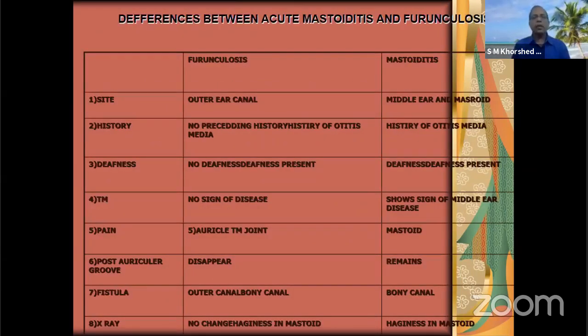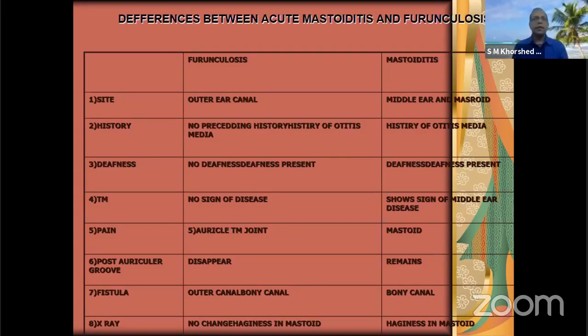This is a differentiating graph. I will show you also when we will be discussing acute mastoiditis. This is due to furunculosis and acute mastoiditis. Here you can have an overview of this. You see the difference between furunculosis and mastoiditis. If you do not go through mastoiditis, you will not understand it properly. But today also I will mention it once, and when we discuss mastoiditis, we will discuss it again in detail.